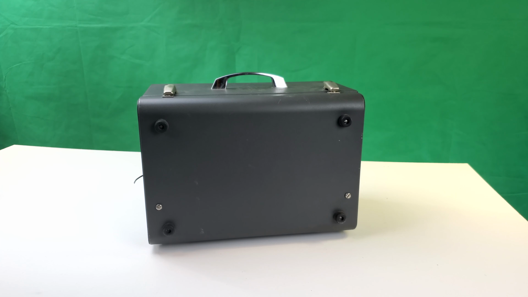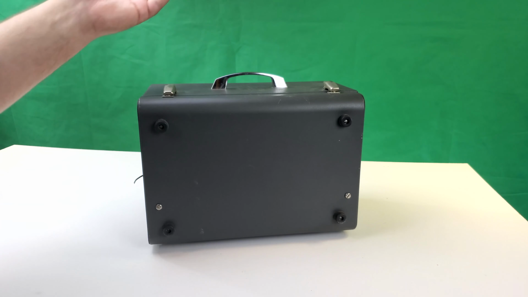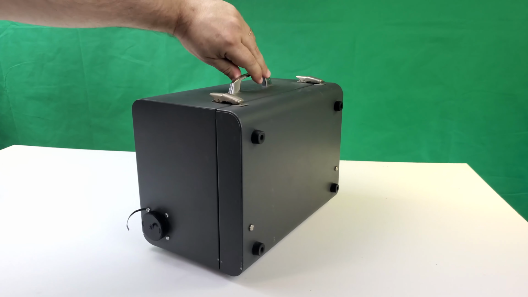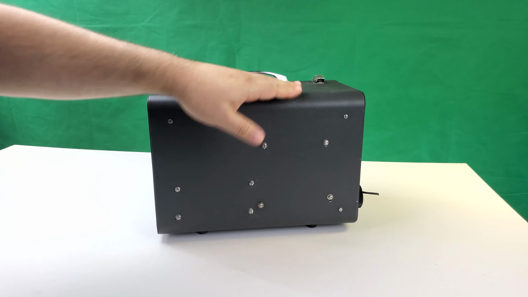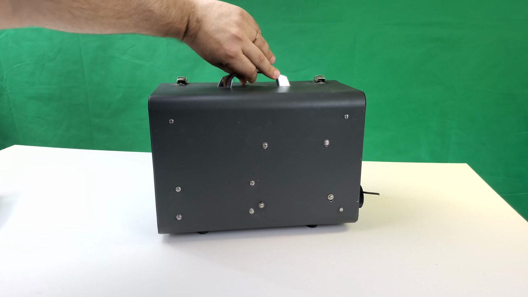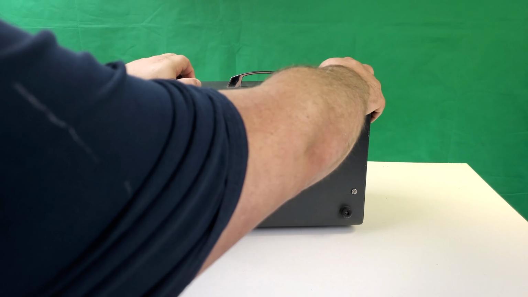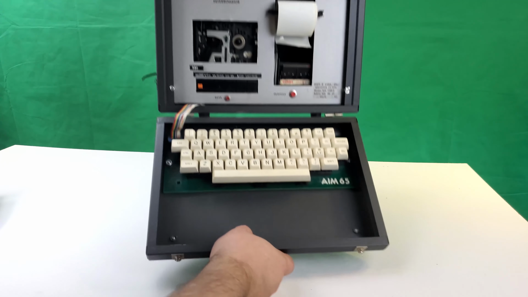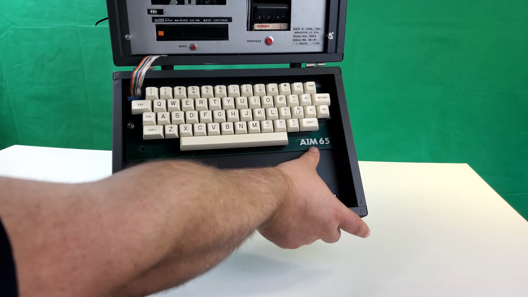Anyway, I put in a lowball bid and I figured, if I win it, great, and if I don't, I don't. And of course I did. So here it is. And yeah, it's pretty glorious. It's pretty stout metal. And if we open it up, we can see that my hunch was right, because that says AIM-65 right there.